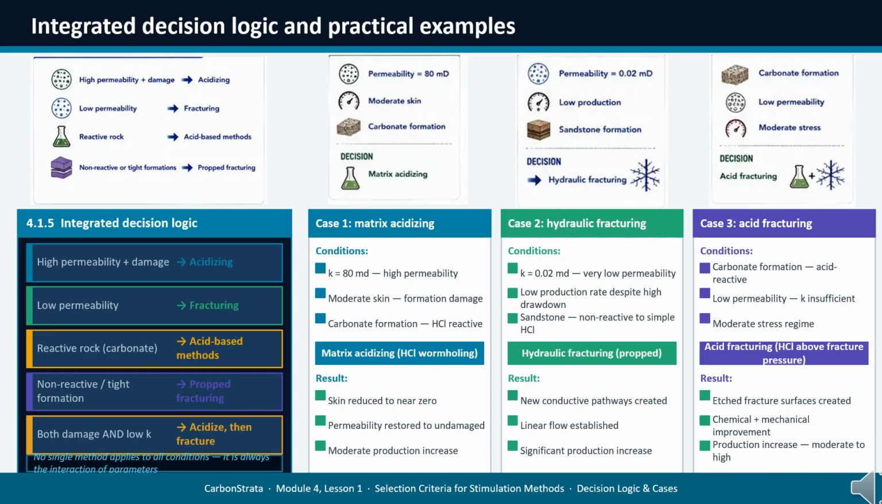Now carbonate with low permeability. Acid alone is not enough, but the rock reacts. So the solution becomes acid fracturing. This combines fracture creation with conductivity generation. Now the key principle: no single variable defines the decision. It is the interaction that determines the method.